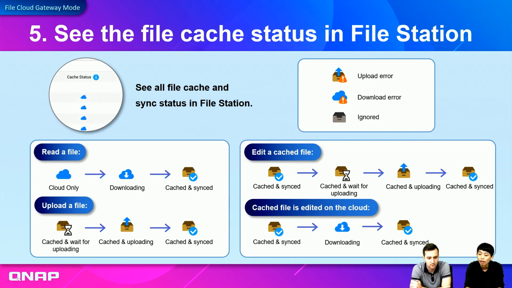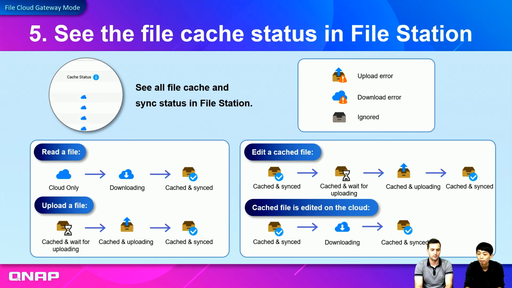And the fourth scenario is the cache file is added on the cloud. If somebody added this file on the cloud, and we detect that there is a new version on the cloud, we will download it again to replace the cache file. So the status will be downloading, and then it will be cache and sync again.